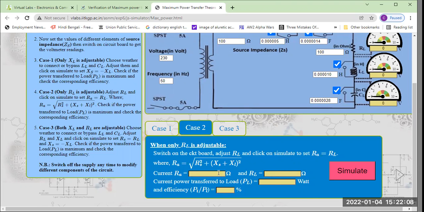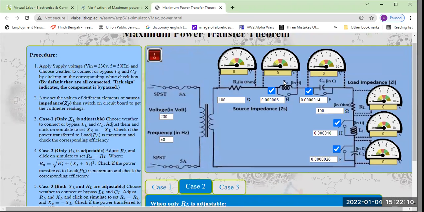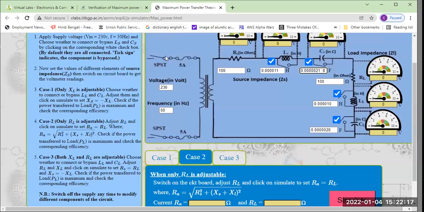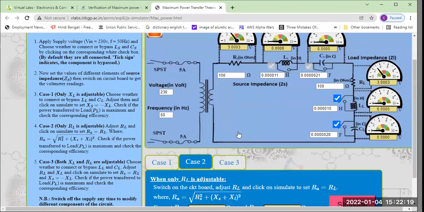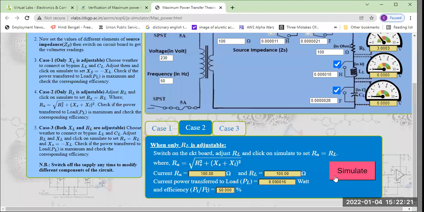You have to make this change. Look, RA equal to 100 and RL equal to 100. Then you can see what the maximum power is here, and the efficiency is 50%.